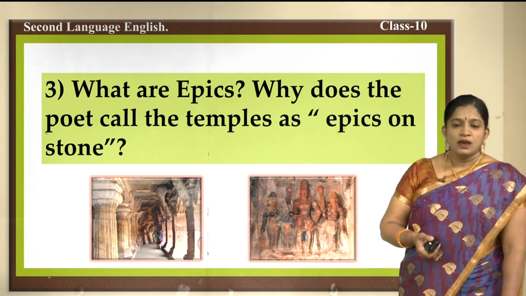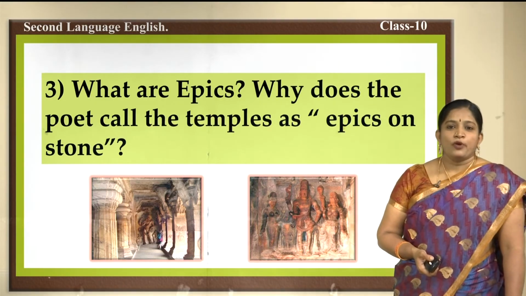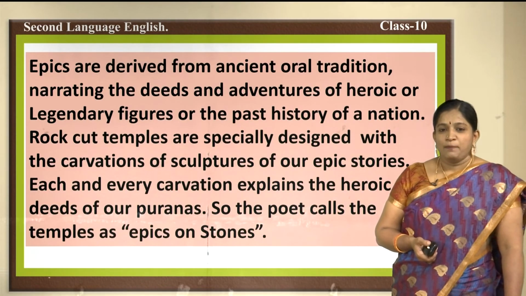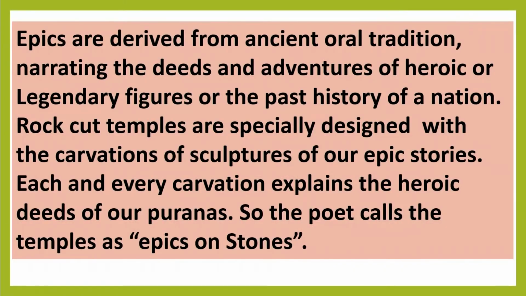Third question children, what are epics? Why does the poet call the temples as epics on stone? Epics are derived from ancient oral tradition narrating the deeds and adventures of heroic or legendary figures or the past history of a nation. Rock cut temples are specially designed with the carvings of sculptures of our epic stories. Each and every carving explains the heroic deeds of our Puranas. So, the poet calls the temples as epics on stone.